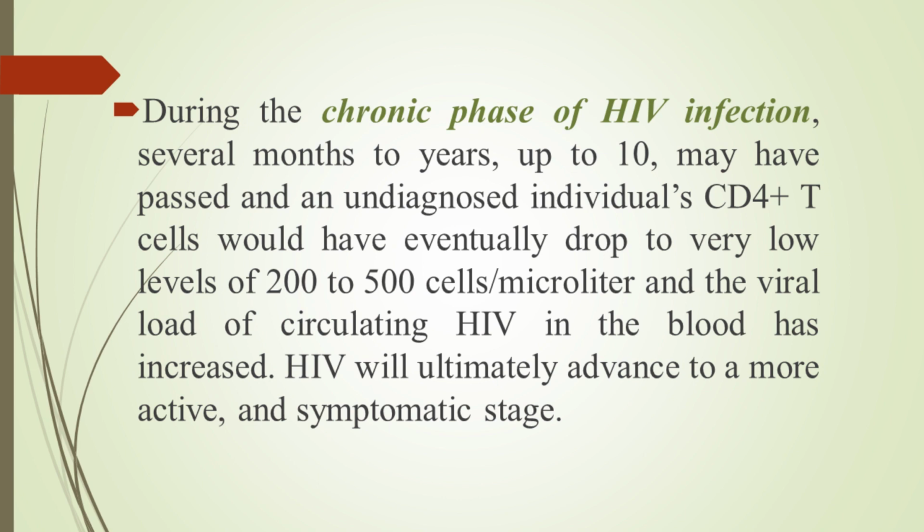During the chronic phase of HIV infection, several months to years, up to 10, may have passed and an undiagnosed individual's CD4+ T cells would have eventually dropped to very low levels of 200 to 500 cells per microliter, and the viral load of circulating HIV in the blood has increased. HIV will ultimately advance to a more active and symptomatic stage.